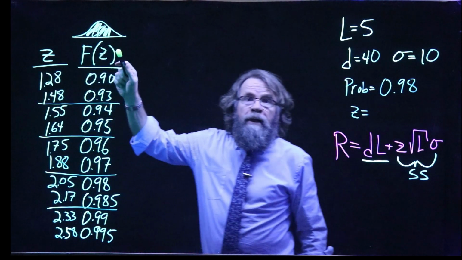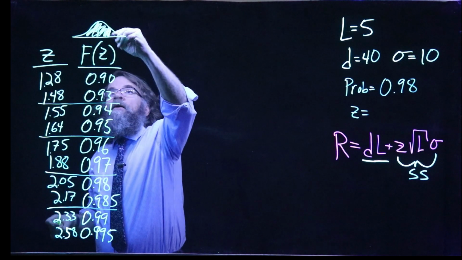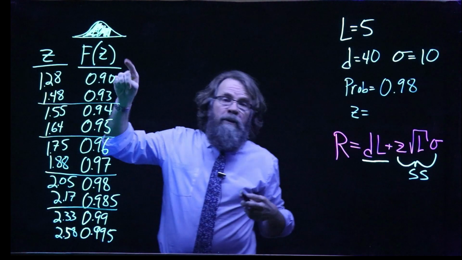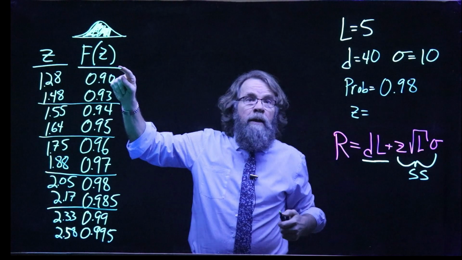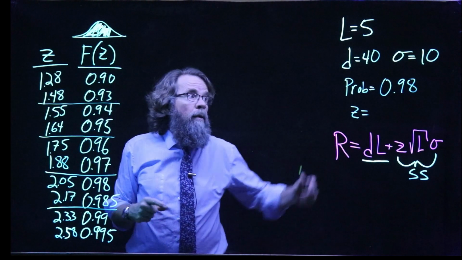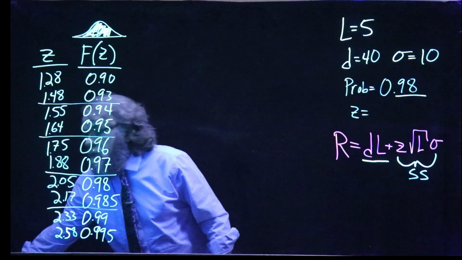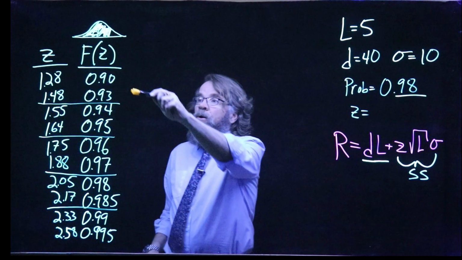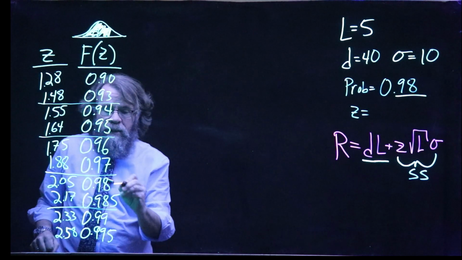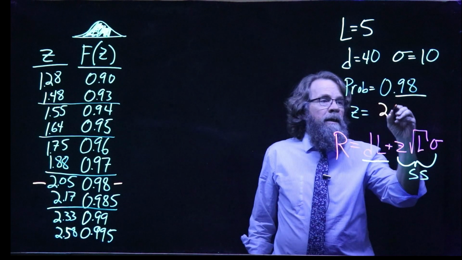So if you think about a standard normal table from a textbook, you've got the standard normal curve, and then you've got the area under it, and you tell me a Z value, and this table, which some books would call capital F of Z, might be something else, gives the total area under the curve. And we want the total area under the curve, in our case, to be 0.98. So we're looking: 90, 93, 94, 95, 96, 97. Here we go, 98. So we want a Z value of 2.05.